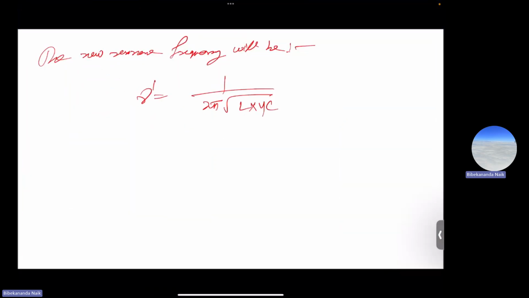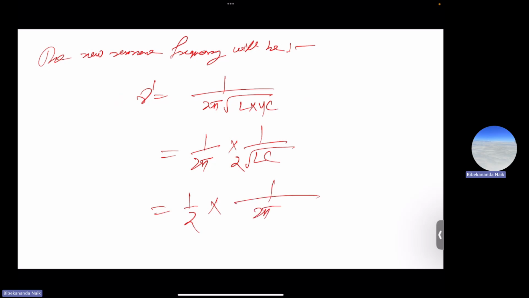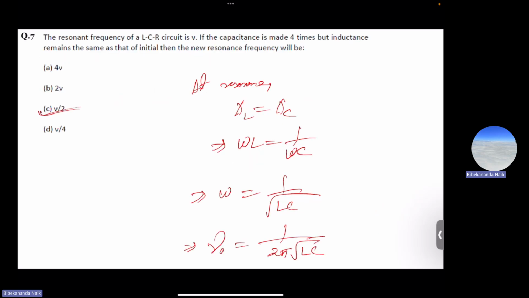So the new resonance frequency will be, so here in the question it is mentioned the capacitance is made 4 times but the inductance remains the same. So capacitance is 4C and inductance is L, so it will be 1 by 2 pi into 1 by 2 root over of LC, so it will be 1 by 2 into 1 by 2 pi root over of LC. So this is nu 0 by 2. So the new resonance frequency will be nu by 2 or nu 0 by 2. So option C is the correct option.